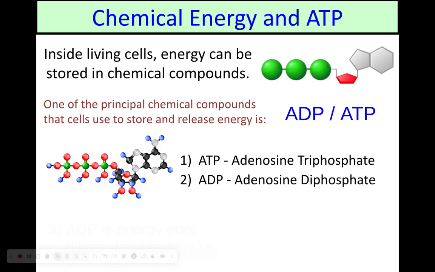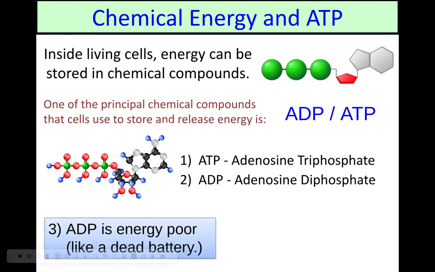And whenever it's used up, what we have left is ADP, adenosine diphosphate. If we break those words down, di means two and tri means three. So ATP has three phosphate groups, and ADP has two phosphate groups. When this energy is used up, we have ADP left. It's pretty on par with what an uncharged battery would look like.